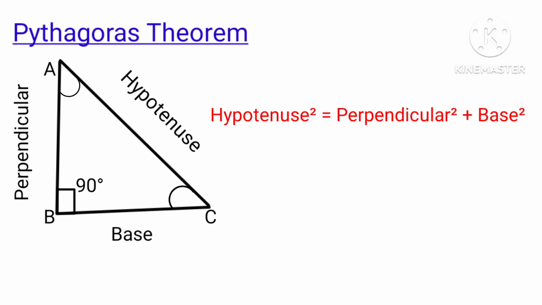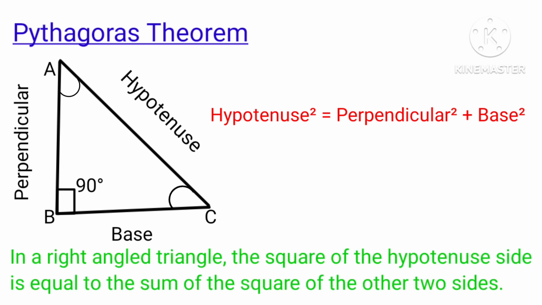In words, we can say that in a right angle triangle, the square of the hypotenuse side is equal to the sum of the squares of the other two sides. That is, hypotenuse square is equal to perpendicular square plus base square. In formula, AC square is equal to AB square plus BC square.